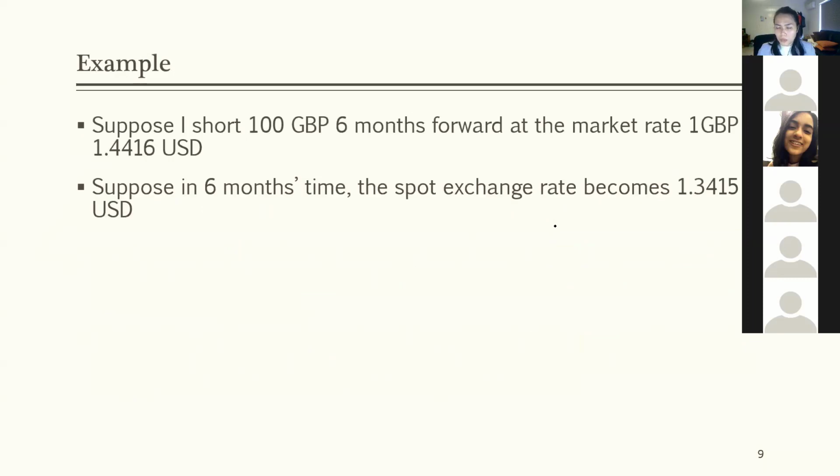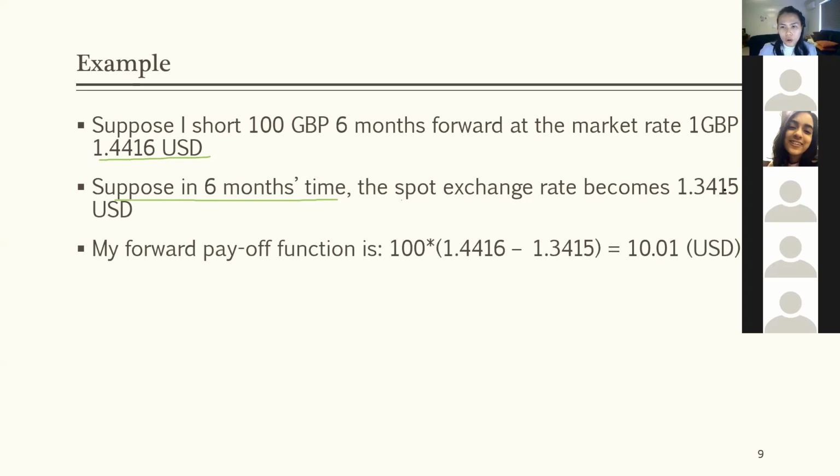So for example, suppose that we have the same contract as before. We short £100 for 6 months at the rate of 1.4416. Okay. Let's suppose in 6 months' time, the spot exchange rate becomes 1.3415. Okay. So in this case, how do I settle the contract?